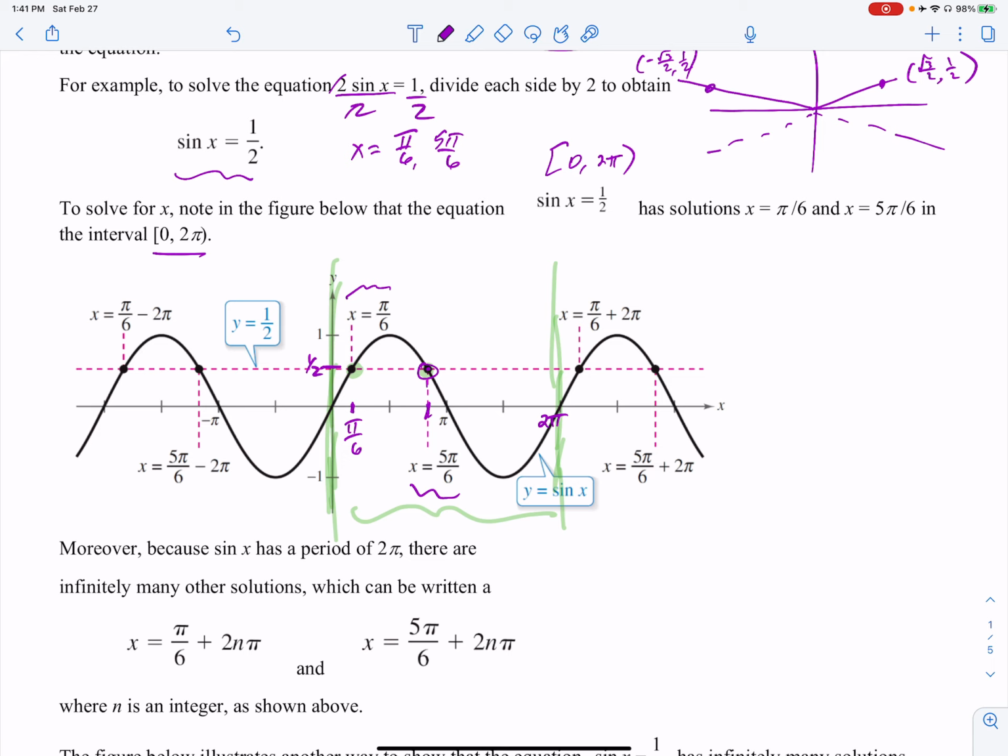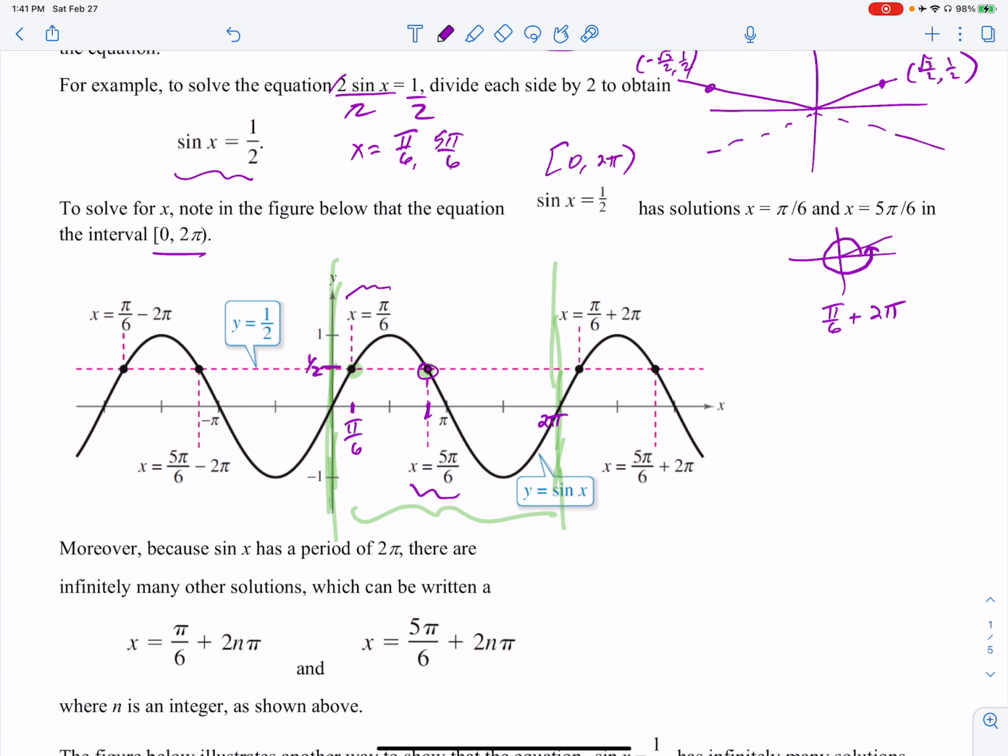However, if I keep on going, or on a unit circle, here's that pi/6. Well, what if I rotate all the way around another time? Well, that's taking that angle of pi/6 and adding 2 pi to it. That is going to be an angle that's coterminal, and that's another angle whose sine will be 1/2.